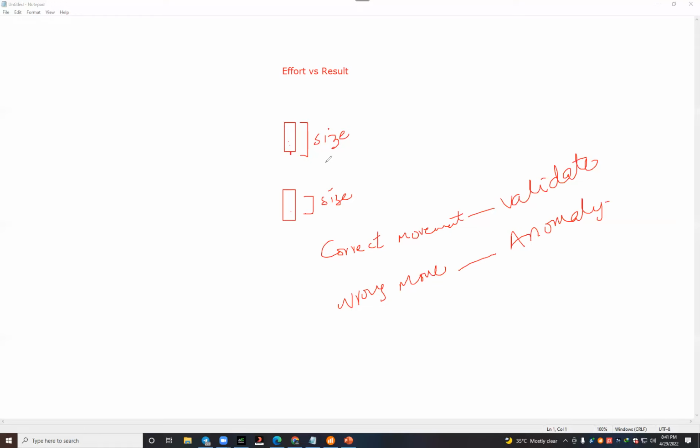So we are going to understand this concept. Effort is what? It's your volume. The result is what? It's your candle. Now, if effort and result are equal, it is correct. It is validate. If the result is not equal to the effort, it means there is something wrong, which is anomaly. So if we understand this concept deeply, then you can understand these examples.